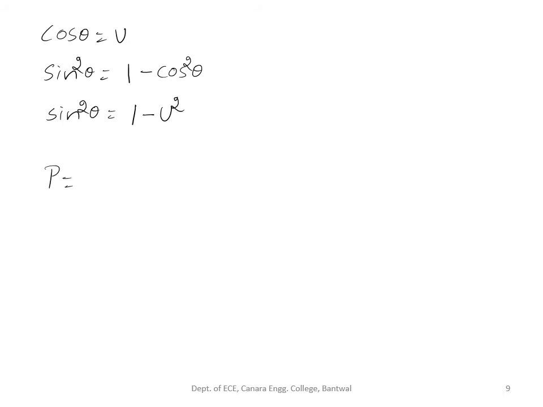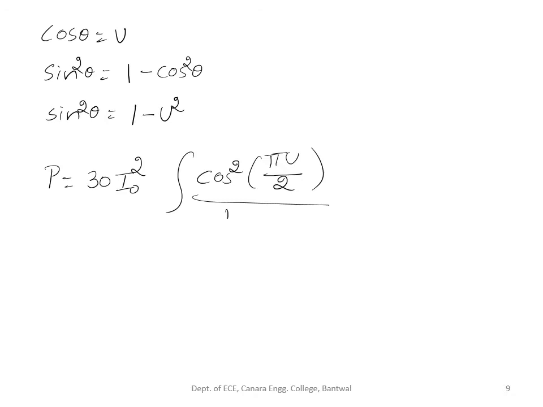We have considered cos theta equal to u, and we know that sin square theta equal to 1 minus cos square theta. Therefore, sin square theta equals 1 minus u square. When I substitute this into the radiated power equation, that is 30 I naught square integration of cos square of pi u by 2 divided by 1 minus u square into du, limits minus 1 to 1.